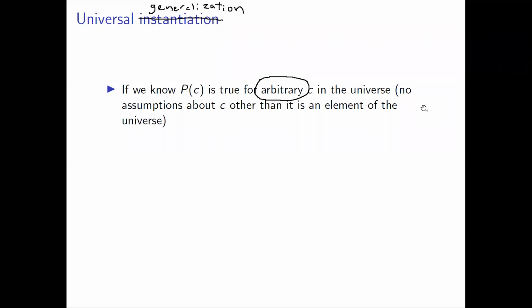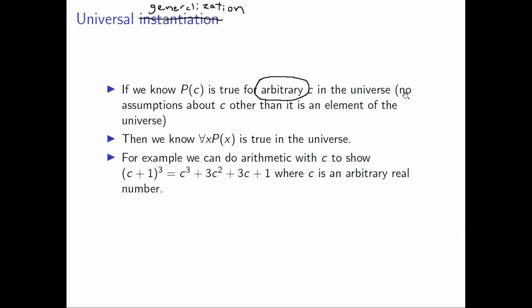And if we know P of C is true for an arbitrary C, then we can conclude that for all x, P of x is true in the universe. So maybe this one seems a little weird, but we can think about something that we did a lot back in Algebra 1 and Algebra 2, back in high school. And here's an example that will hopefully illustrate it.